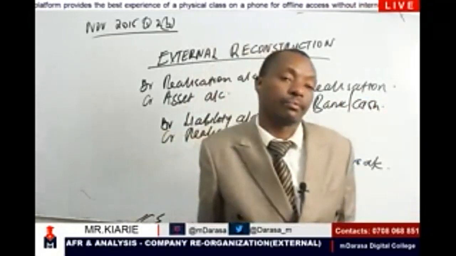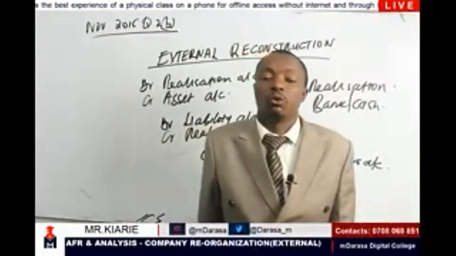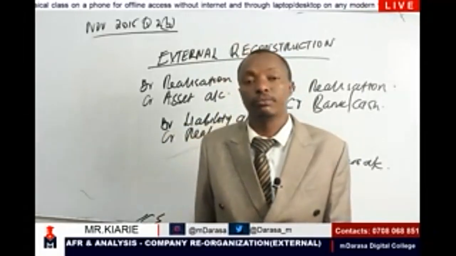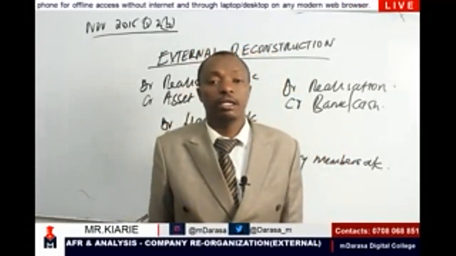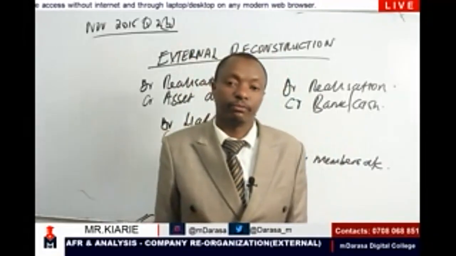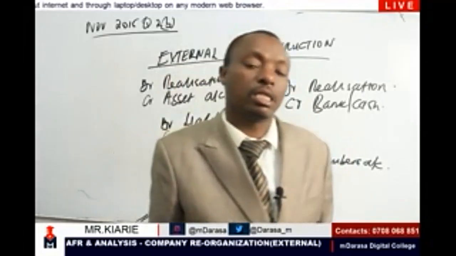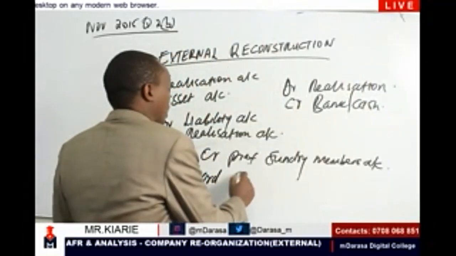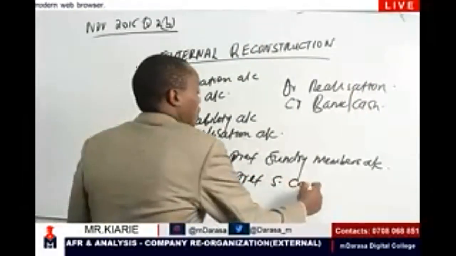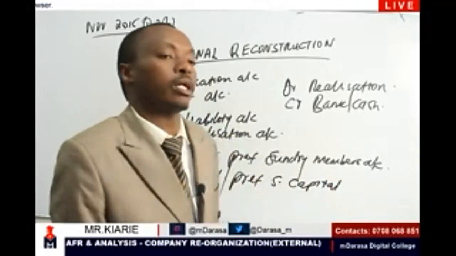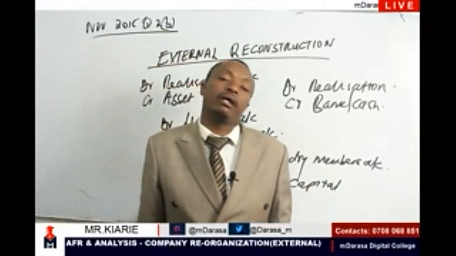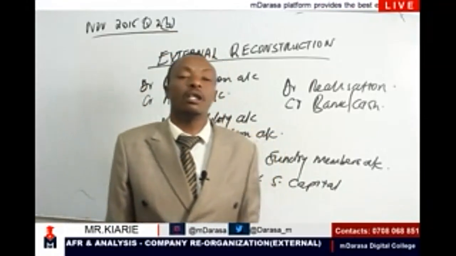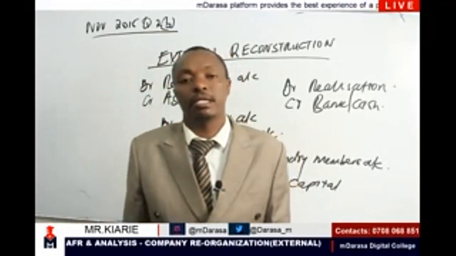Number next, with the amount of ordinary slash preference share capital, debit ordinary slash preference share capital account, credit ordinary slash preference sundry members account.